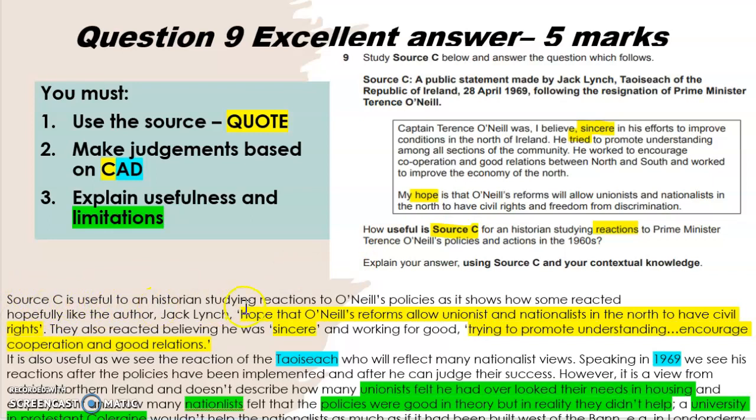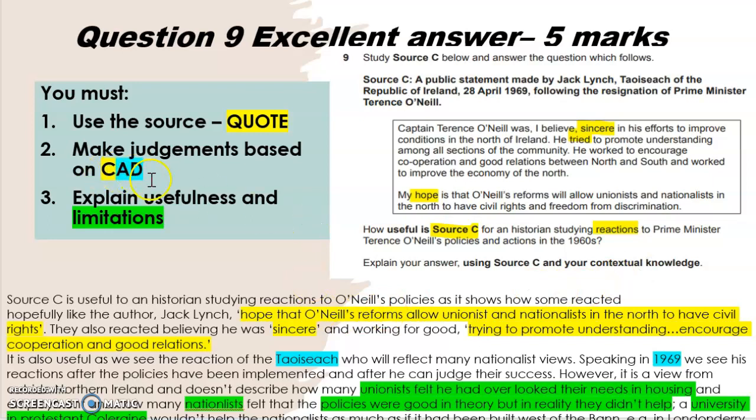Source C is useful to an historian studying reactions to O'Neill's policies and actions, and you'll see I have deliberately used the words of the question. It shows how some people reacted, like Jack Lynch. Quote, hope that O'Neill's reforms allow Unionists and Nationalists in the North to have civil rights. And we see that his reaction is one of hope. We also see that the reaction was that they thought O'Neill was sincere. And we see that another reaction identified O'Neill trying to promote understanding and encourage cooperation and good relations. Overall, this reaction is a positive one. So we're using the content of the source to help us judge whether it's useful in trying to find out about reactions. And in that case, it is useful.